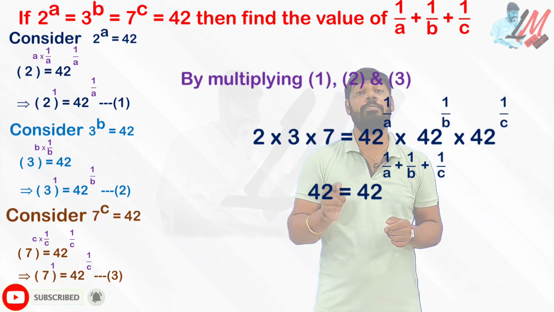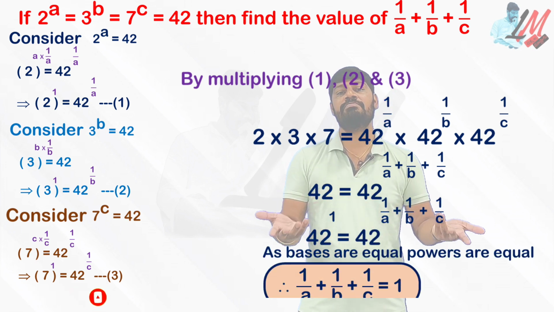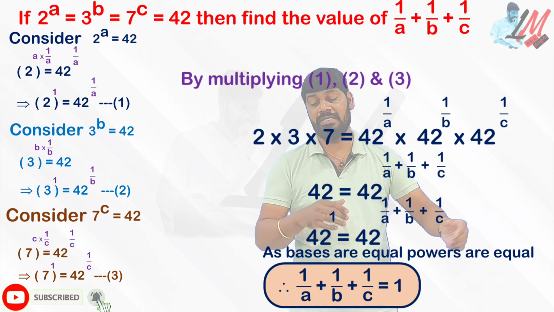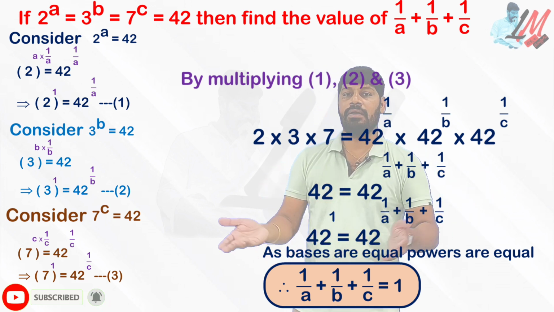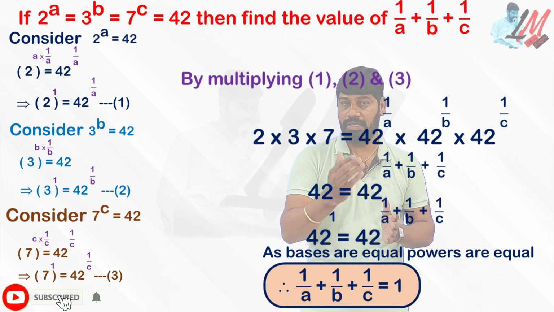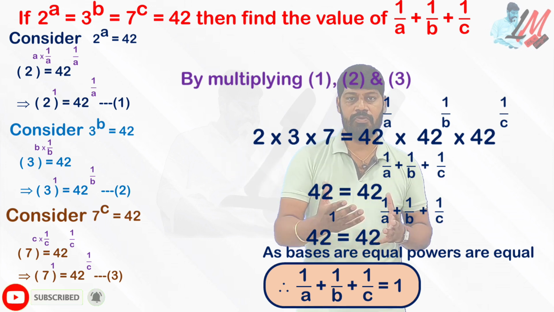42 can be written as 42 power 1. When the bases are equal, we can simply say the powers are equal. Therefore, 1 by a plus 1 by b plus 1 by c is equal to 1. So this is how we can solve this problem with the help of the powers and indices chapter, which we may have learned in the 7th or 8th class.